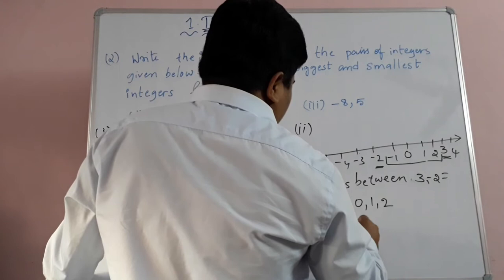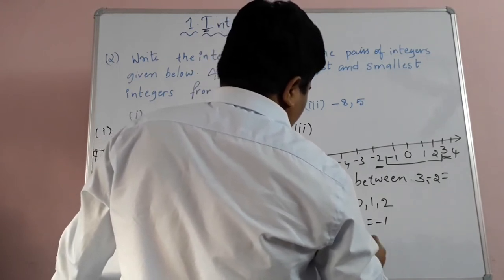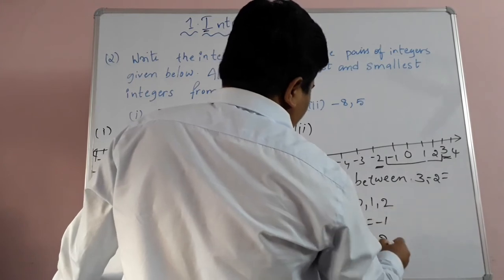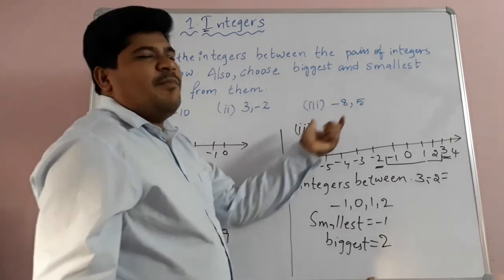Among these 4 integers, the smallest is negative 1 and the biggest is, what is the biggest, children? 2. Okay. So in this way we can solve this problem. And children, you can try the third problem in the same way.